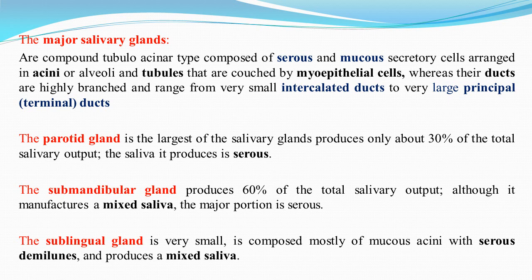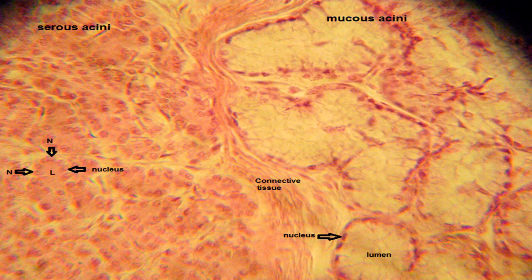The sublingual gland is a very small gland composed mostly of mucous acini with serous demilunes and produces a mixed saliva.